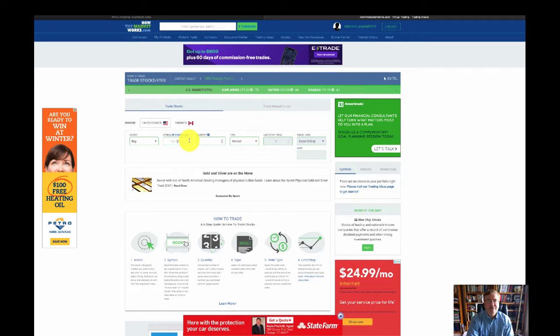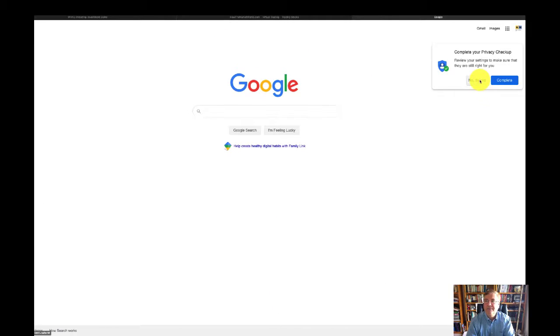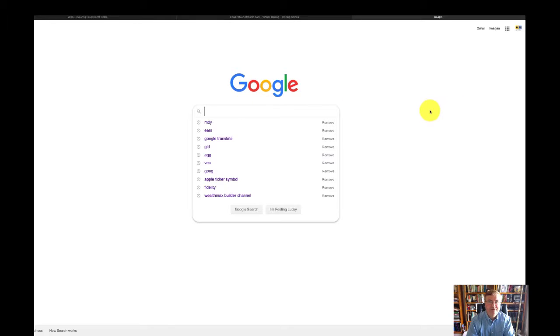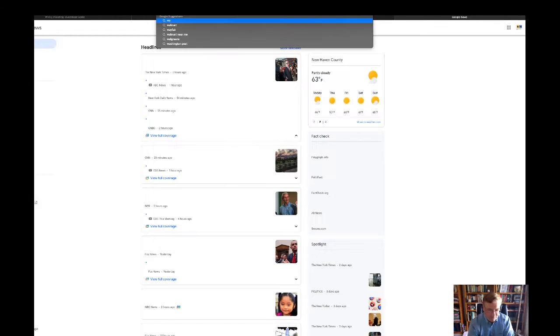So they're asking you for the ticker of the stock. Now, if you happen to get stuck on tickers and names of companies, all you have to do is open up another browser window here and just type in Google. Use the Google search engine to find companies. And remember, you can always use the Warren Buffett stock portfolio if you want.